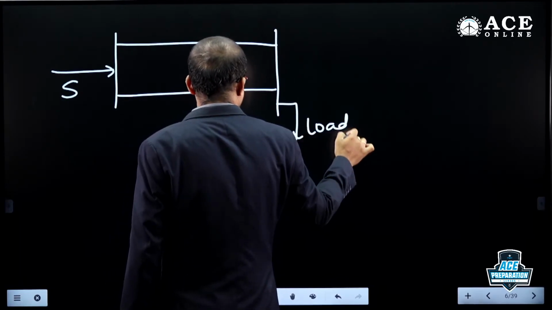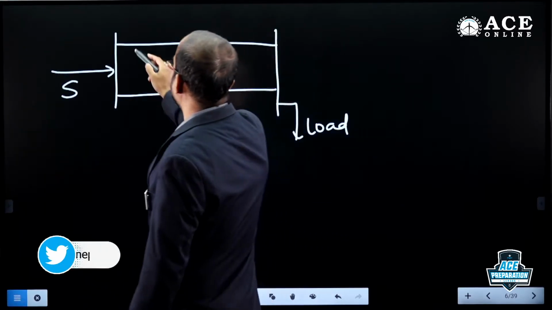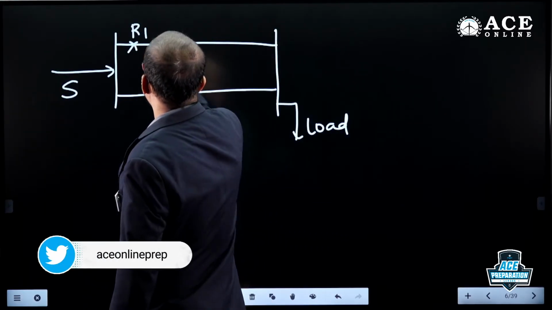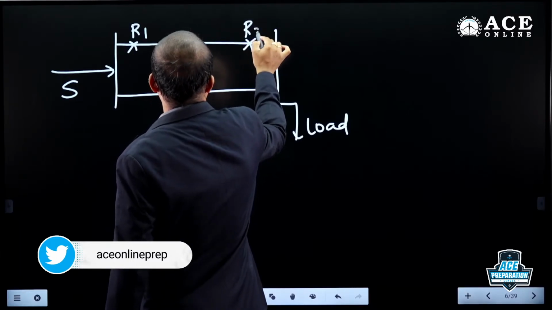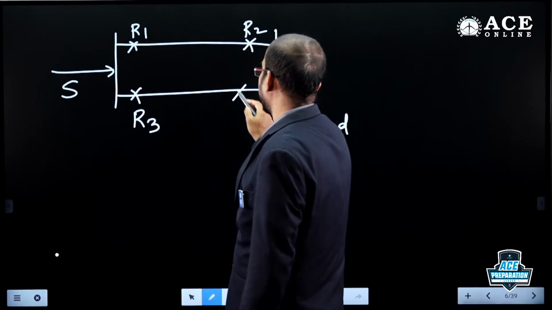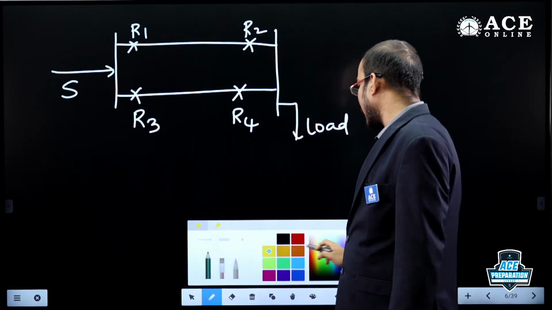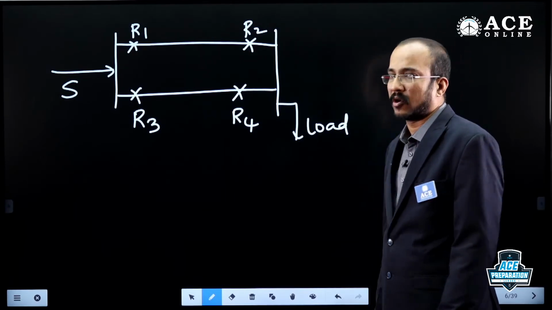Load. So here the first line is protected by R1, R2. So this relay is R1, this relay is R2. The second line is protected by relays R3 and R4. Now try to identify which relays are to be directional and which relays are to be non-directional.